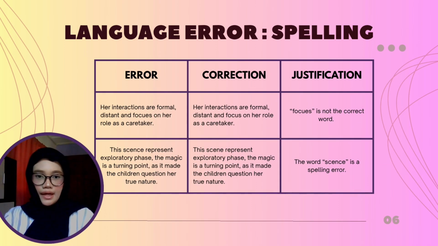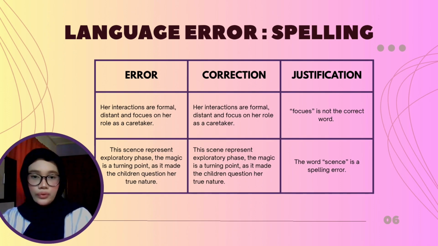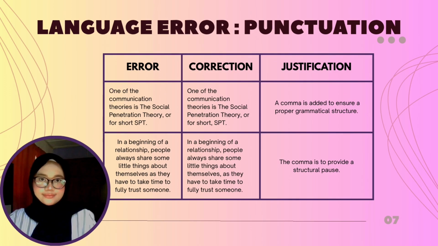Next, spelling error. We can see that for the first error, the word focus, F-O-C-U-S, was misspelled as focus, F-O-C-U-E-S. And the second error, the word scene, S-C-E-N-E, was misspelled with an extra C as sense, S-C-E-N-C-E. Both words need a proper spelling to ensure smooth reading and convey the intended action.